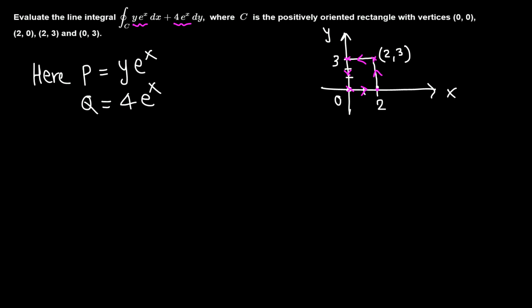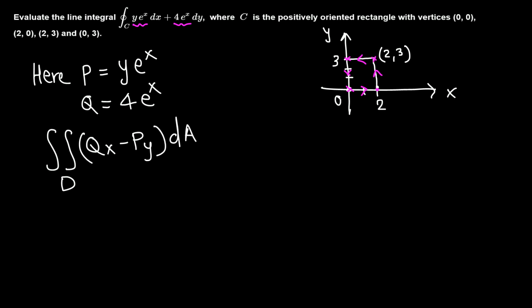Then this line integral is the same as this double integral of the partial of Q with respect to x minus the partial of P with respect to y, with respect to area A. This is given by Green's theorem. This line integral is the same as this, and this region D is the region bounded by this rectangular curve. So this is D. So now we know how to evaluate this.